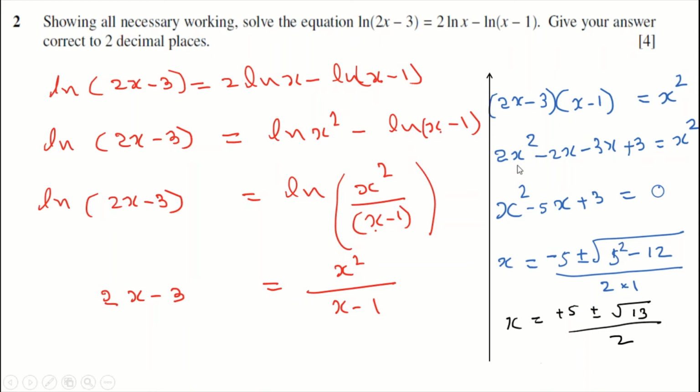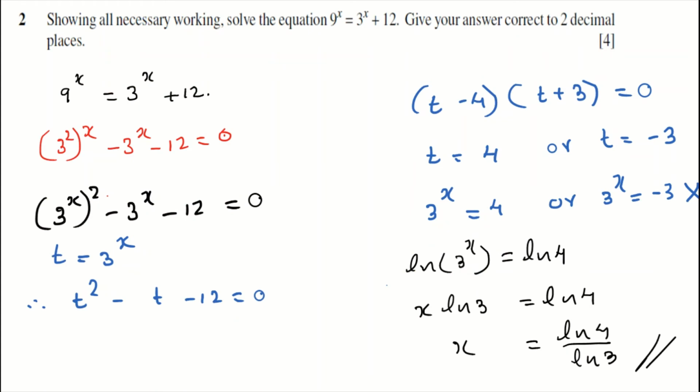If you expand this bracket, it will become 2x^2 - 2x - 3x + 3 = x^2. This x^2 is brought to this side, then result in the quadratic equation x^2 - 5x + 3. You can apply the formula, or you can just apply the quadratic equation in the calculator and get the answers. Here is another equation to be solved: 9^x = 3^x + 12.